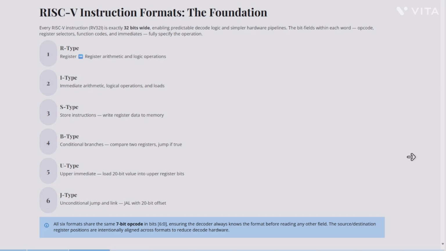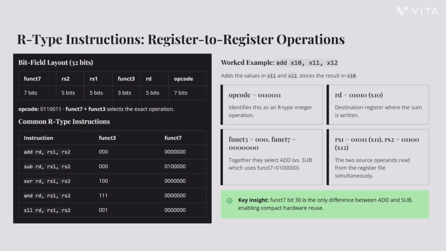Coming to the first type, R-type instructions, register to register operations. Before getting into the detail, let's see this example: add x10, x11, x12. What does this mean? Add the values in x11 and x12 and store the result in x10. This is the basic kind of instruction which we will be dealing with throughout this course.